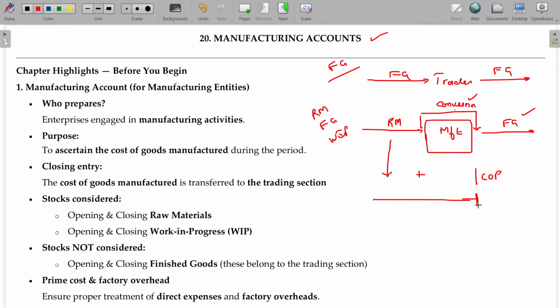Now it's your duty to find out the cost of the finished goods produced, which is meant for sale. That will be calculated by preparing the manufacturing account, where we have the raw material cost as well as the conversion cost. It includes direct wages, direct labor, and some production overhead spent for converting the raw material to finished goods. These costs are added and we get the cost of production. Thereafter, the trading section and the profit and loss section will be as usual.